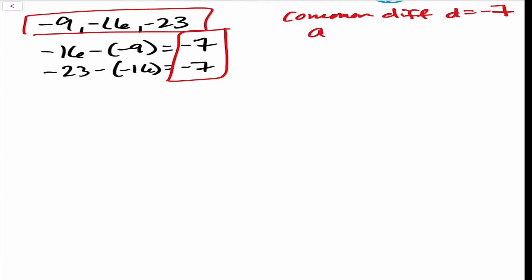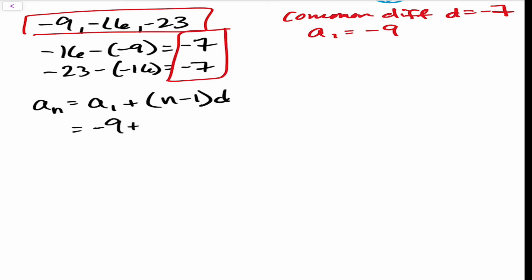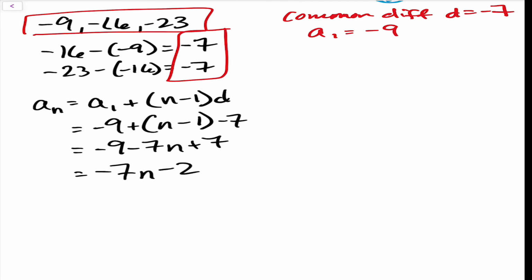And again, this is my series of numbers right here. So my a1 equals -9. That's important when I'm looking for my explicit formula, if you recall. Because my explicit formula is a sub n equals the first term plus n minus 1 times the difference. So that's -9 plus n minus 1 times -7. So we want to simplify this formula. That's going to be -7n plus 7 minus 9 equals -7n minus 2. So this is my explicit formula.